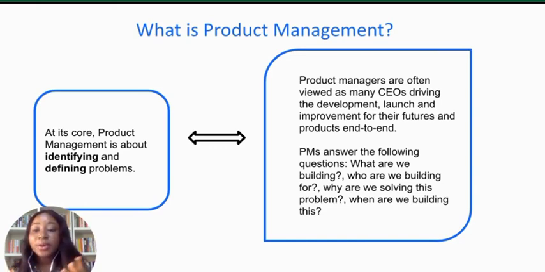They answer the question of what are we building, that is the solution they want to offer to the problem. They also answer the question of who are we building for, which is the target user. They also answer the question of why are we solving this problem. They need to know why, so that they'll be able to tell the benefits this would give to the users. And finally, when are we building this, right?